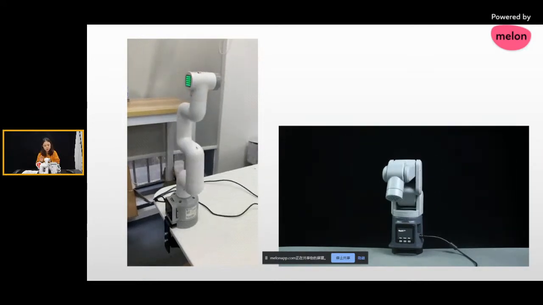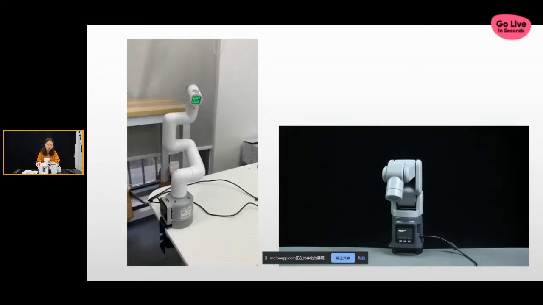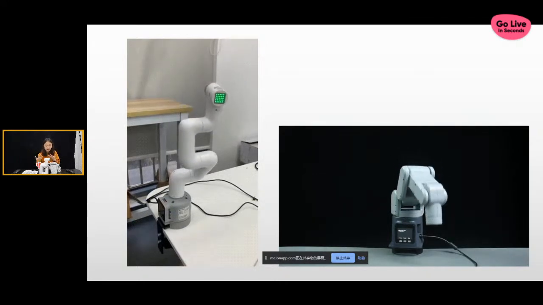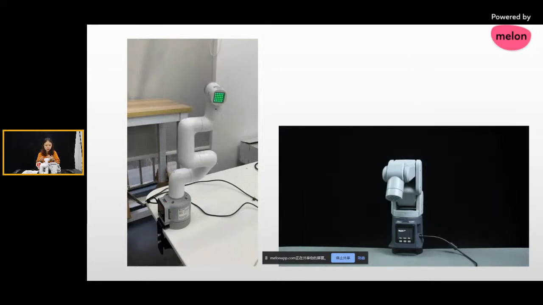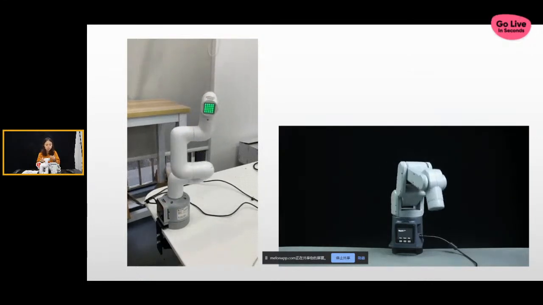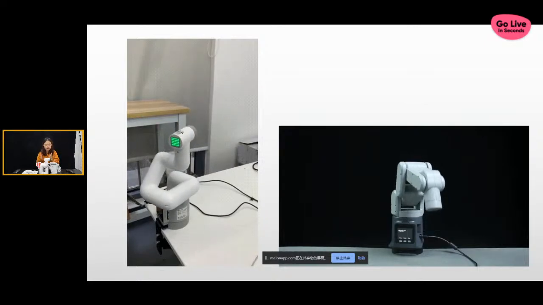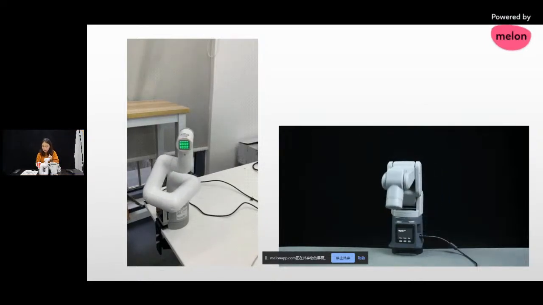This one is very important because the algorithm is just like a human brain. It will decide how to move an arm or how to sense force. So this one is very important.